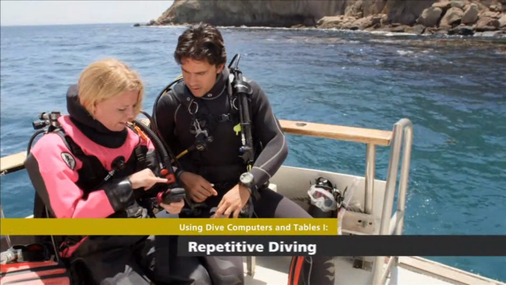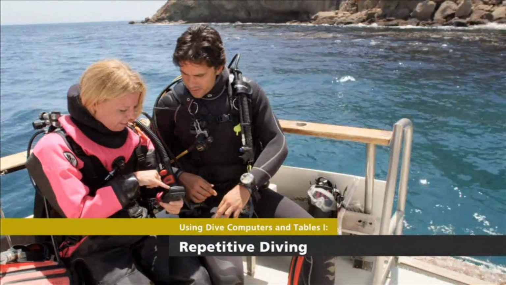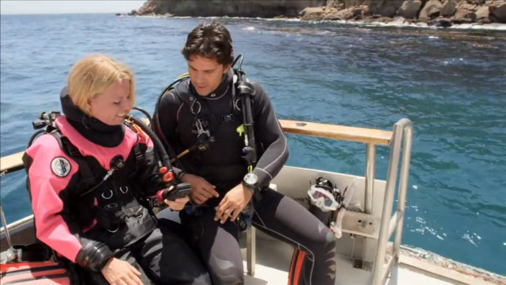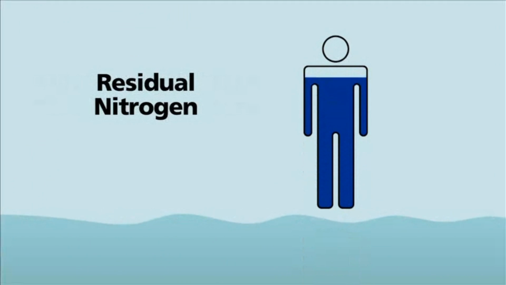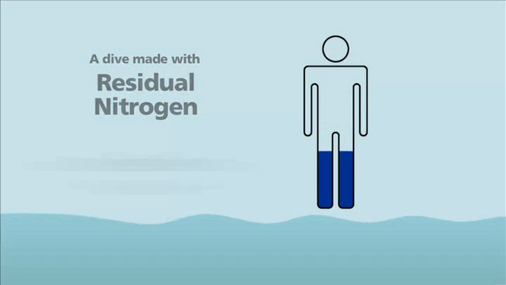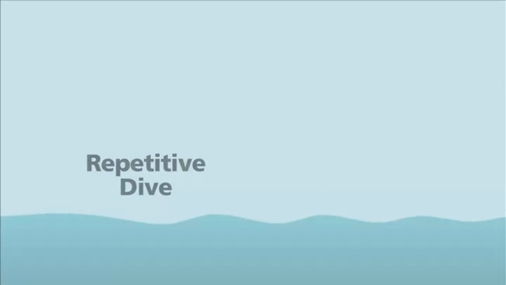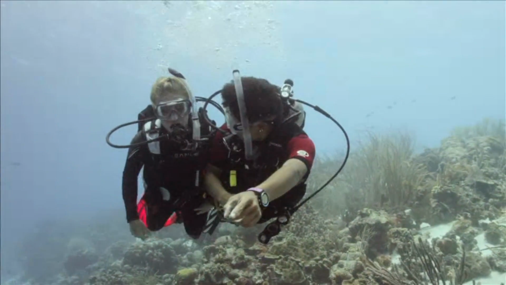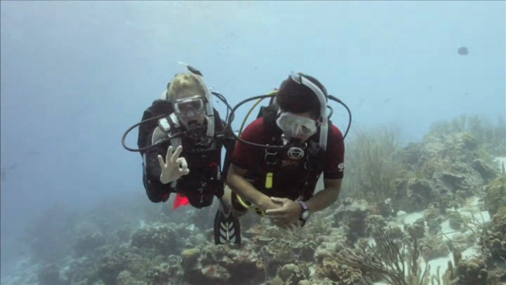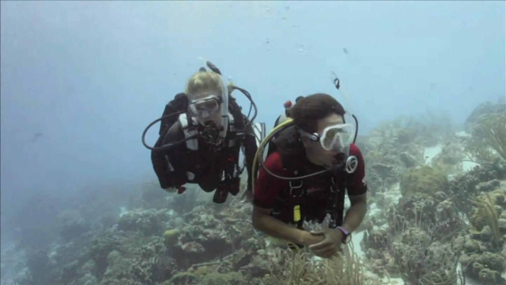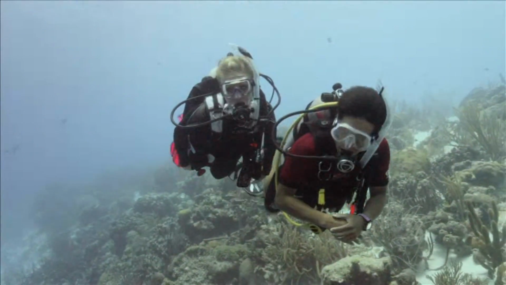After a dive, your no-stop times are shorter than before the dive. This is because your body still has excess nitrogen from the previous dive. We call the nitrogen from a previous dive residual nitrogen, and a dive made while you still have residual nitrogen a repetitive dive. When you make a repetitive dive, your no-stop limits are shorter because you already have nitrogen in your body. Your computer must account for this residual nitrogen as well as what dissolves into your body on the repetitive dive.